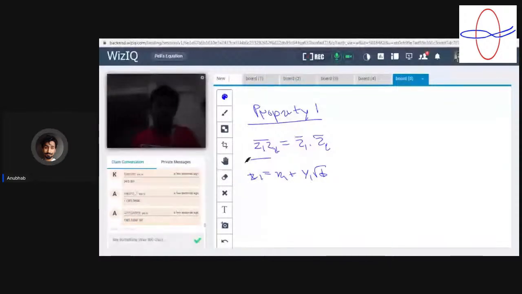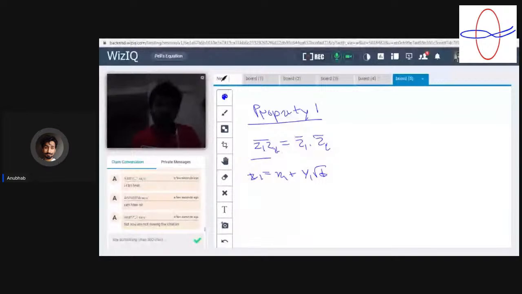Anyways, from the definition, from easy computation, you guys can check it. I'll leave it to you. So what follows from here? Conjugation distributes over multiplication, and the norm of z1 z2 is z1 z2 times the conjugate of z1 z2. As conjugate distributes over multiplication, it follows easily from here that norm also distributes over multiplication.